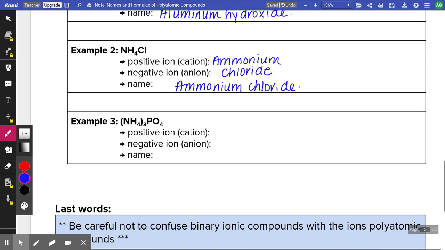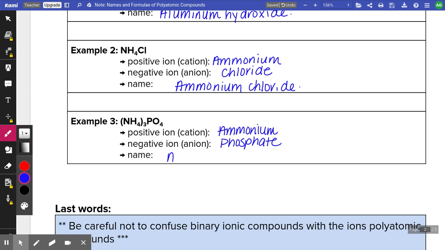Here we have another case of ammonium, and notice how it's in parentheses here. So we actually have 2 polyatomic ions present in this ionic compound. We have our cation, which is ammonium, and our anion, which is phosphate. So you end up with ammonium phosphate. Okay, and that's it.